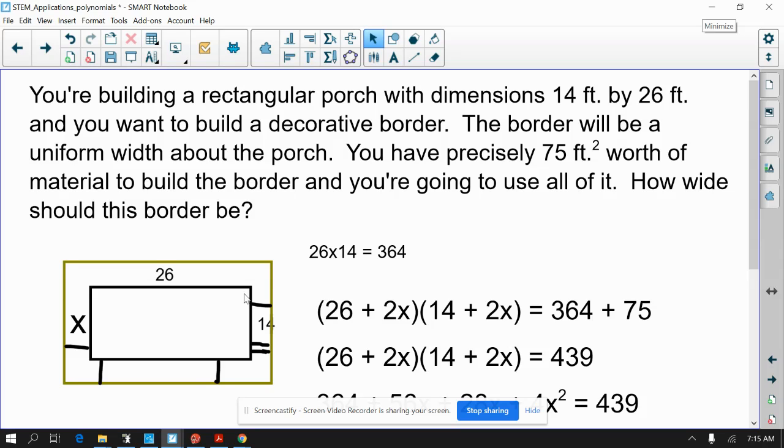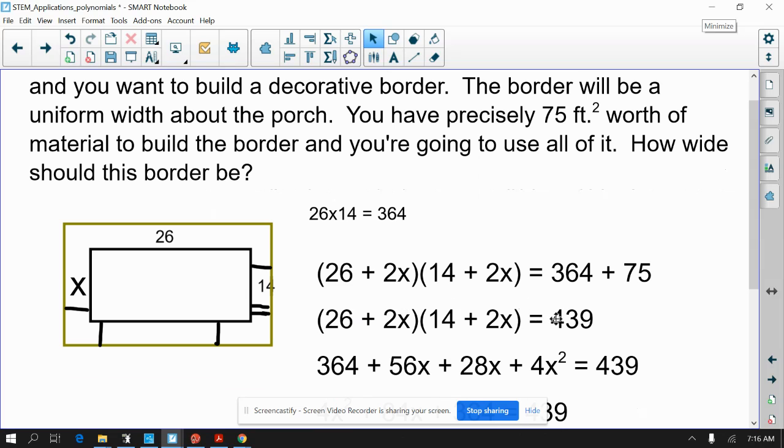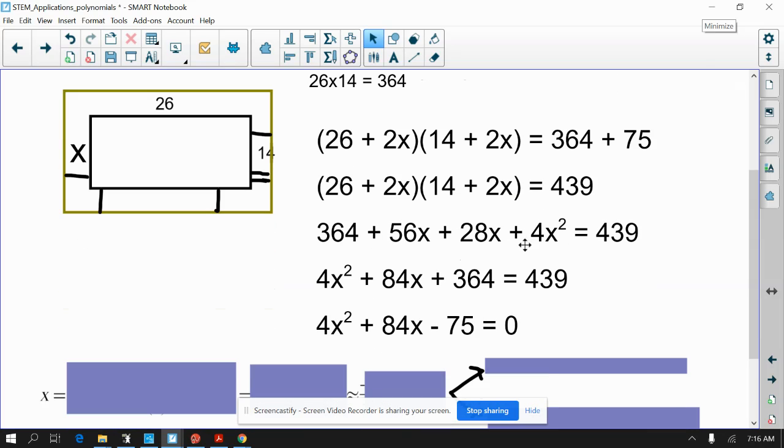It's 2x more than 26, because to get this distance, you would have to add an x on this left side and then add an x on this right side. So it's 26 plus 2x long. And then for the same reasoning, this is 14 plus 2x long. And you multiply those two dimensions and you would get the area. The total area is 439. So we did all this on Friday and we got right here and we ran out of time.